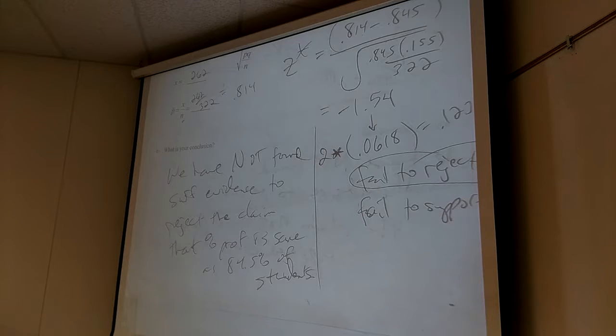Yes? Wait, where did the 0.0618 come from again? Look up negative 1.54 and get the area. Because the p-value is always related to the area in the tail that your z-star makes. Yeah, good. We doubled it just because this is a two-tail test. What is this? Percentage points? Percentage of professors. Yeah.